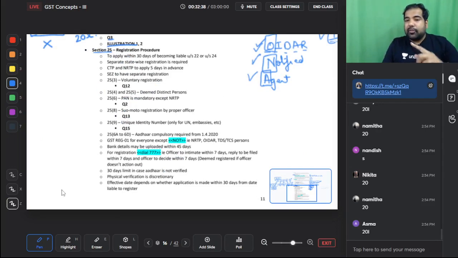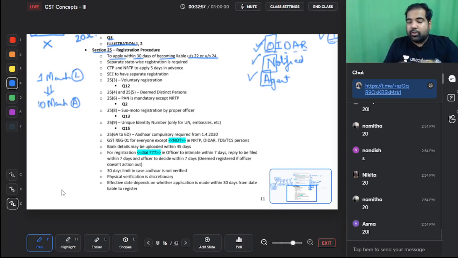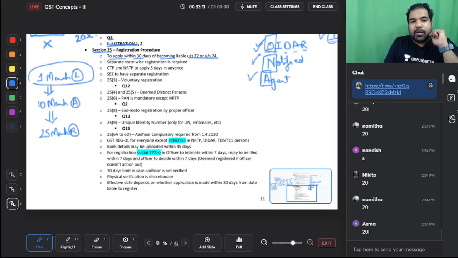Section 25 says that if you need to apply for registration, you need to apply within 30 days from becoming liable to register. That means if you're liable to register on 1st of March and you apply on the 10th of March, this is the date of application and this is the date of becoming liable, then you have done your good job of applying within 30 days. And then whenever you get the registration, let's say 25th March is your registration date, then congratulations, your effective date will be 1st of March.